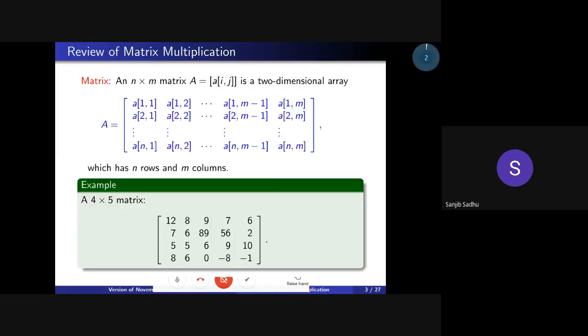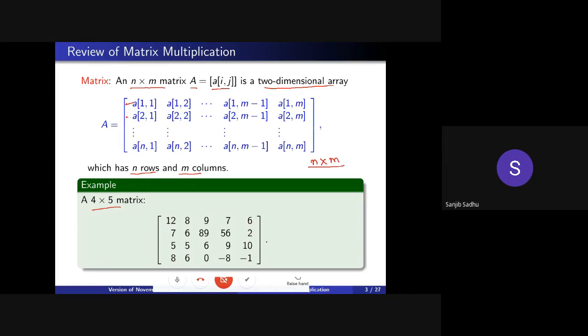You know the basics of matrices. Suppose there is an n by m matrix A. Aij is a two-dimensional matrix. The first row is A11, A12, up to A1m, then the second row, third row, up to the nth row. So it has n rows and m columns, and the order is n by m. An example of a 4 by 5 matrix is this.